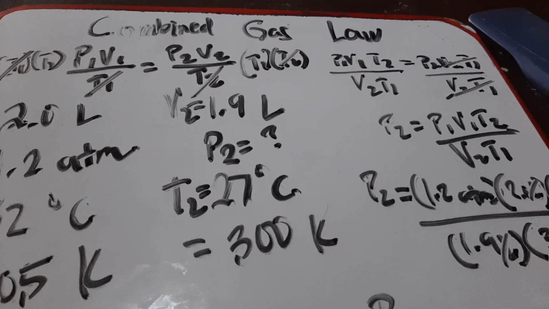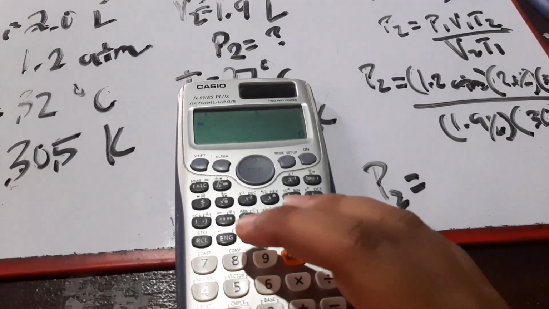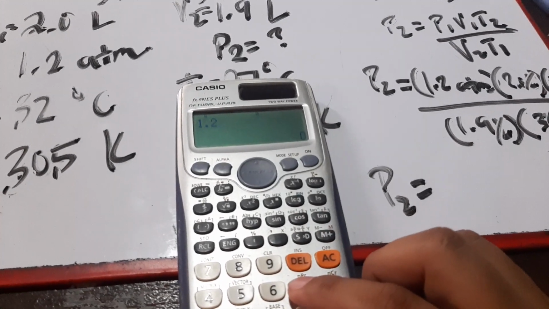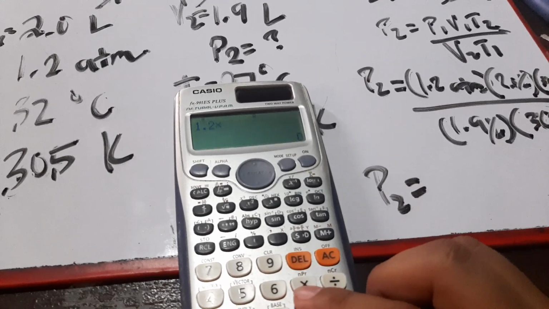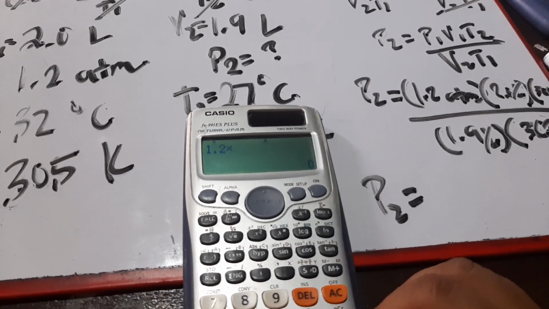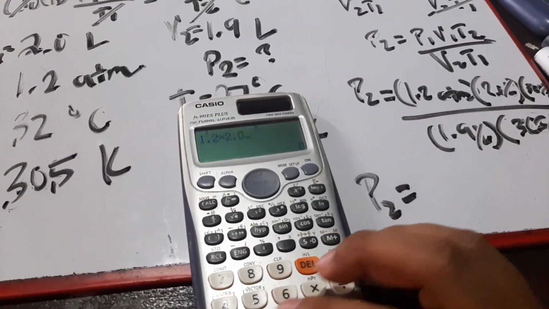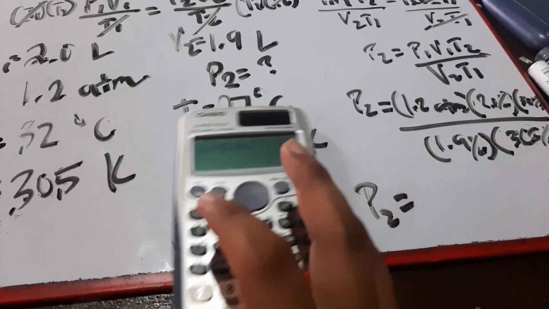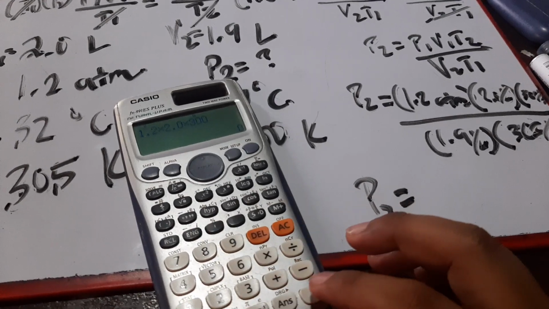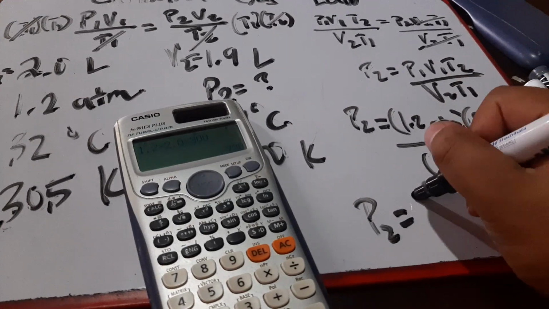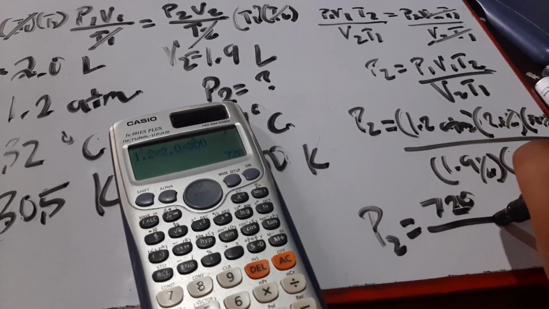let's use the calculator. So kindly solve with me. I have to input it. 1.2 times 2.0, or simply 2, times 300 Kelvin. That would be 720. Let me write it here first: 720 Kelvin.